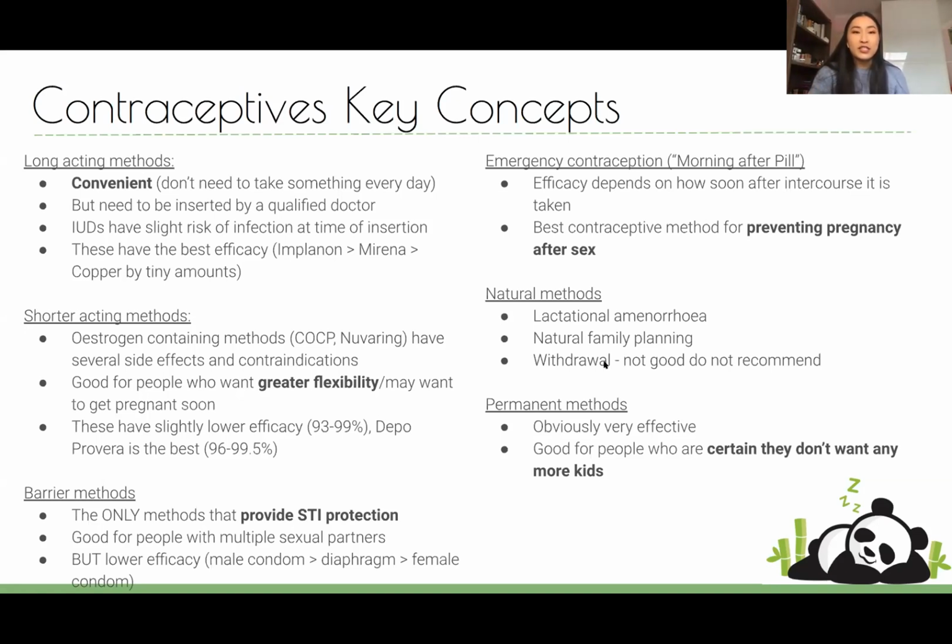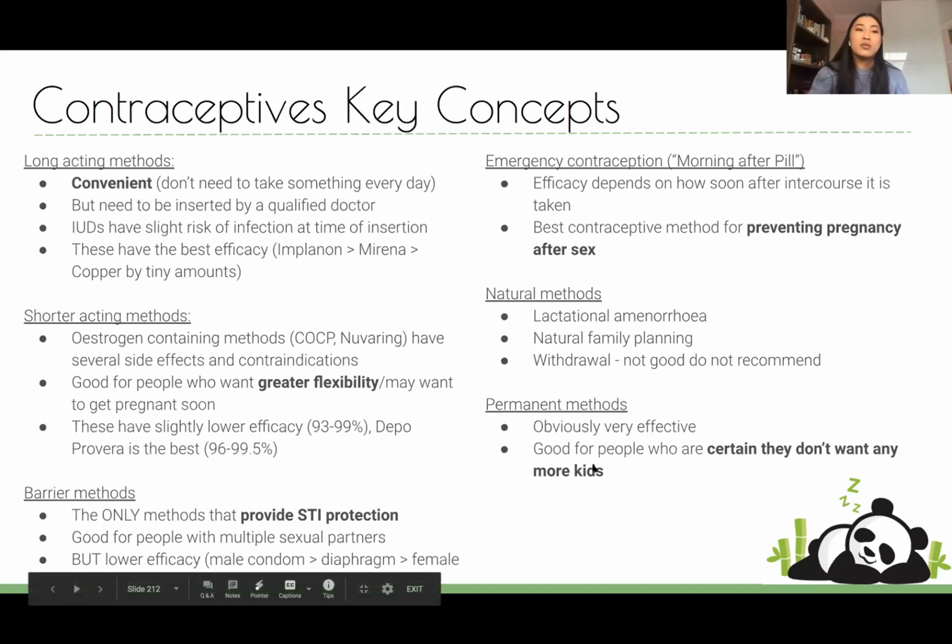Permanent methods, sterilization, obviously very effective. Some would say 100% effective. And this is only good for people who are absolutely 100% certain that they don't want kids. So the stem will be something like someone who already has a couple kids, they're middle-aged, and they 100% know that they don't want any more, then you would consider sterilization.